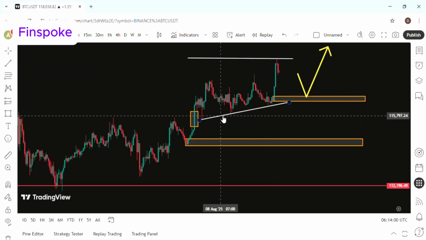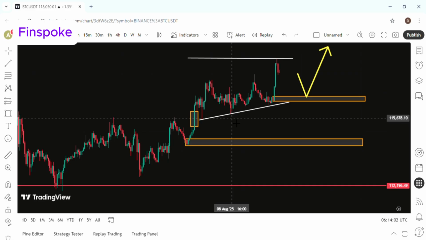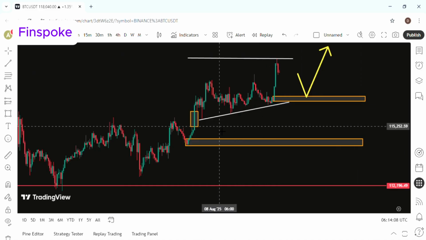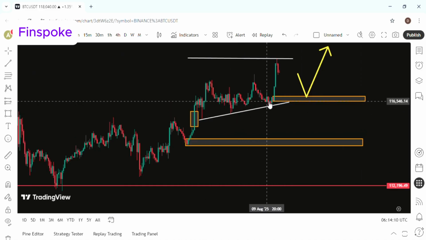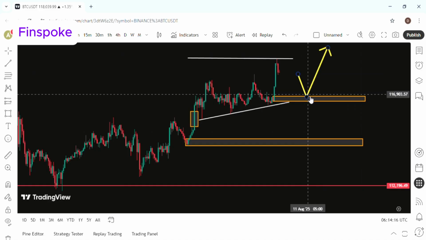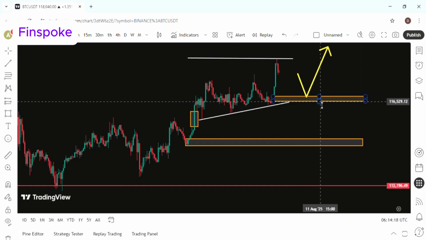That being said, look at this line I put here. This is trend line liquidity. Price is coming down to take out liquidity seated here. So if price is coming down to take out liquidity seated here, it will break this zone. It will not respect this zone marked here.